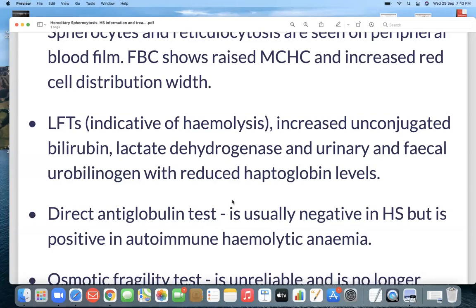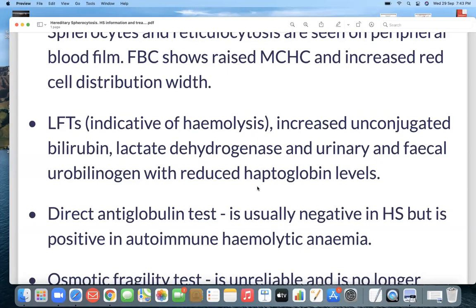LDH, I told you, this is an indication of the hemolysis. Actually, LDH will be raised. LDH raised and reduced haptoglobin levels, both are indications for hemolysis, right?